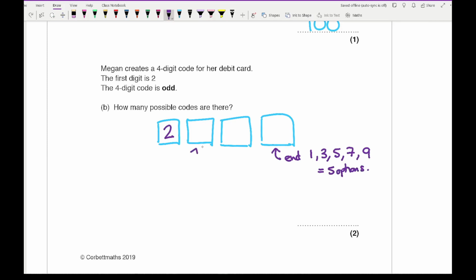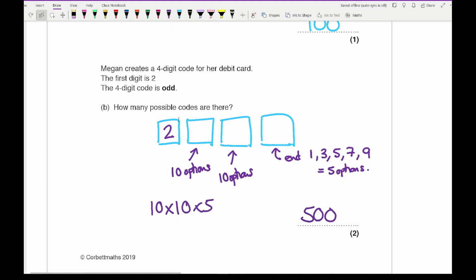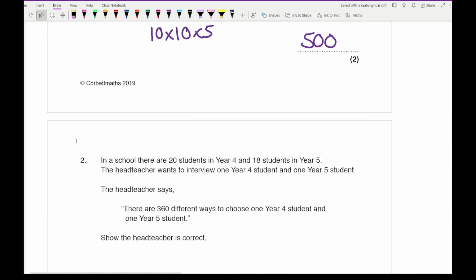So in the second one, we're not really bothered. So that's going to be 10 options. For the third number, that's also going to be 10 options. However, in the last one, we've only got 5. So it's going to be 10 times 10 times 5. So there are 500 possible combination codes for Megan.